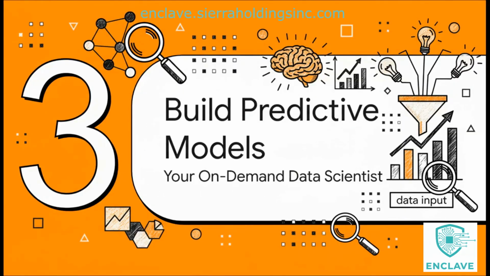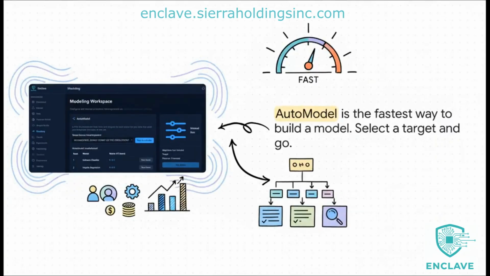What's next? Well, we make it predict the future, of course. Let's jump into how Enclave basically becomes your personal on-demand data scientist. If you want to get going fast, you use AutoModel. And seriously, this feature is a total game changer. All you have to do is tell it which column you want to predict. Like, say, which customers are going to churn. And then you just click Run.